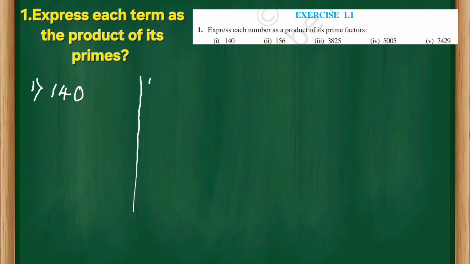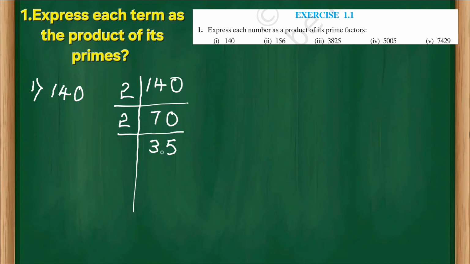First question is 140. Let us divide 140 by using prime numbers. 140 can be divided by 2. After dividing it by 2 we get 70. Again, 70 can be divided by 2. We get 35 by dividing 70 by 2. Then 35 can't be divided by 2. It can be divided by 5. So after dividing it by 5 we get 7. Again, 7 can be divided by itself.